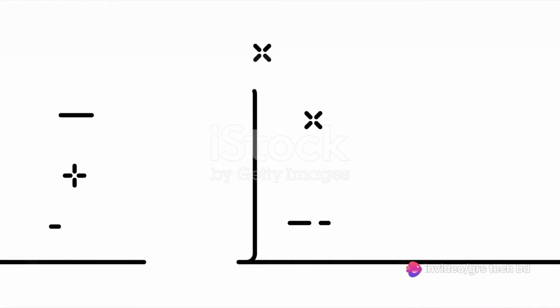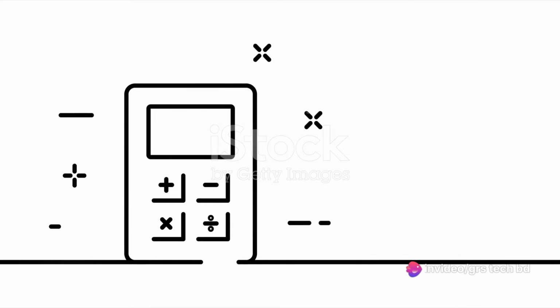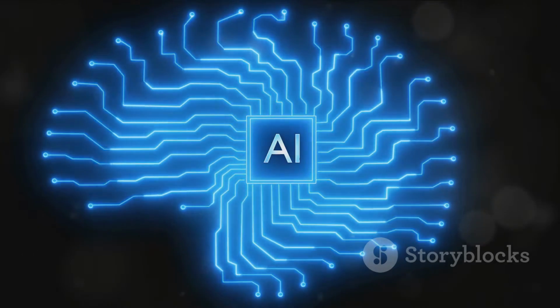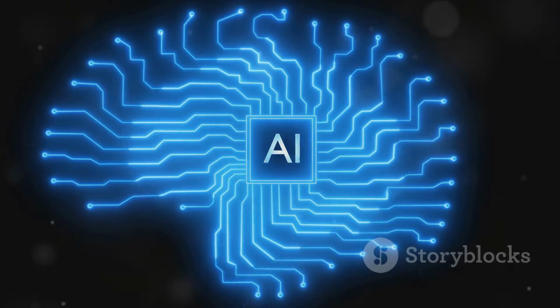Firstly, a computer processor houses the arithmetic and logic unit, or the ALU. This is where all the addition, subtraction, multiplication, division, and logical comparisons happen. It's like the mathematical genius in the processor family, tirelessly crunching numbers and making logical deductions.